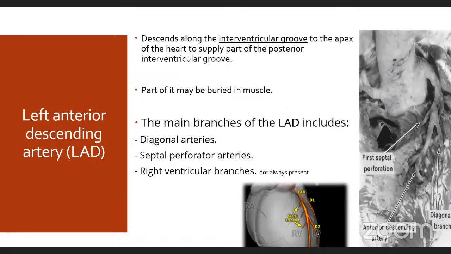The LAD, also known as the anterior interventricular artery, descends along the interventricular groove to the apex of the heart. Part of it may be buried in the muscle. The main branches of the LAD include the diagonal arteries, which are usually 2 to 6 in number and course along and supply the anterior lateral wall of the left ventricle. The septal perforator arteries, usually 3 to 5 in number, branch perpendicular to the LAD and supply the anterior two-thirds of the ventricular septum. The right ventricular branch supplies blood to the anterior surface of the right ventricle.